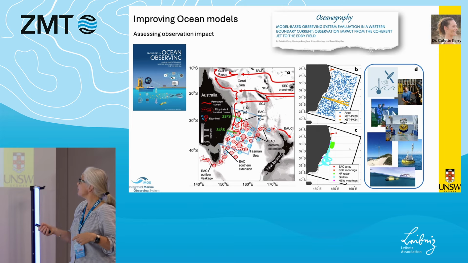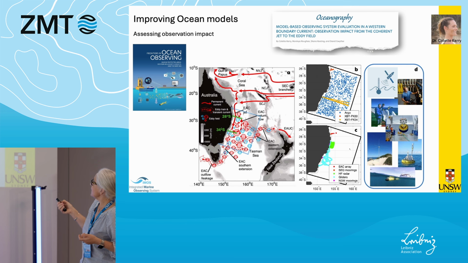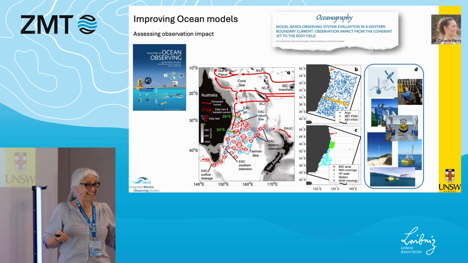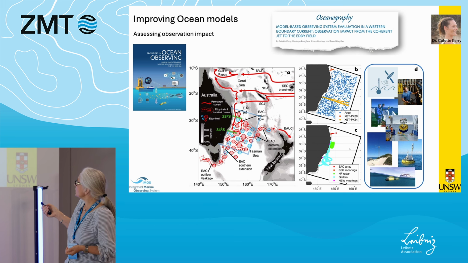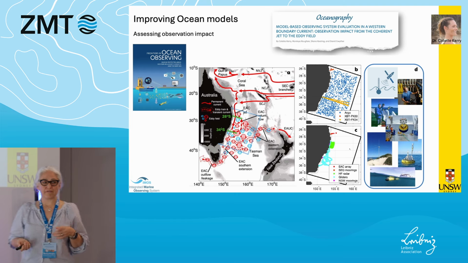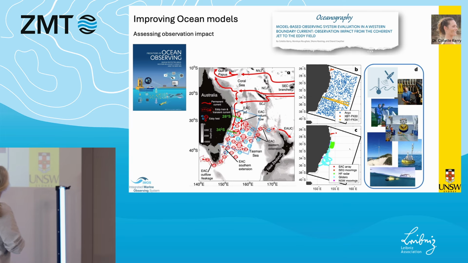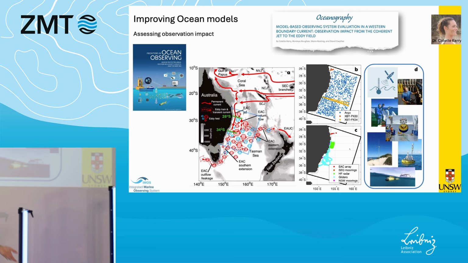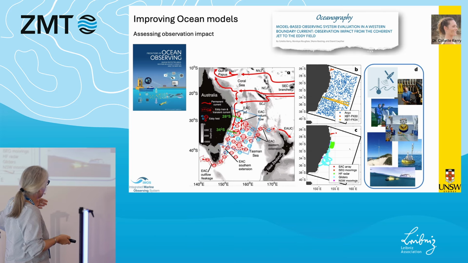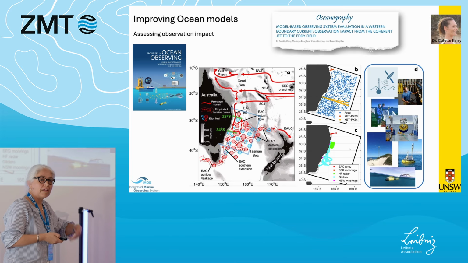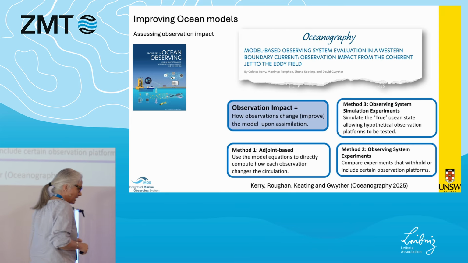This is a really nice paper led by Colette Kerry, a researcher in my team, in the Oceanography Society's Oceanography magazine. So we've brought data assimilation to Oceanography magazine, which is kind of cool, where we looked at 3 different ways of observing the impact, or assessing the impact, of observations on ocean models. So we have this really comprehensive observing system. We have a really nice modelling system, and we want to know how the observations inform our model, how the observations improve our model. So we use 3 different methods to assess the impact of our observations.